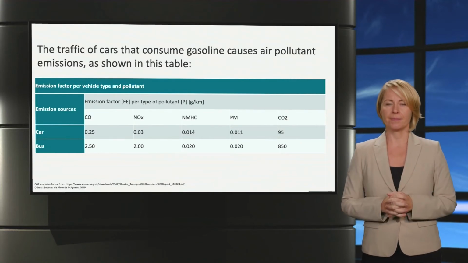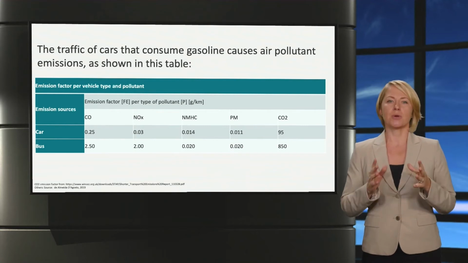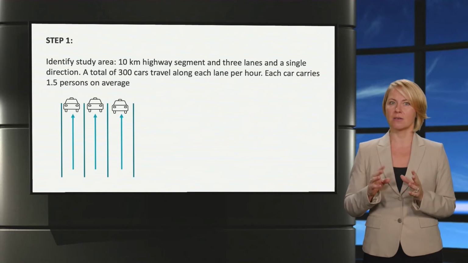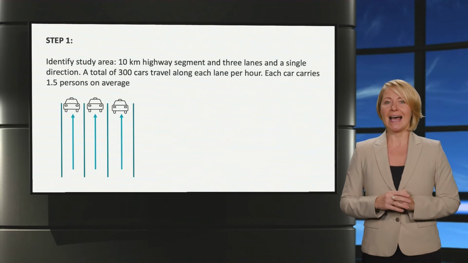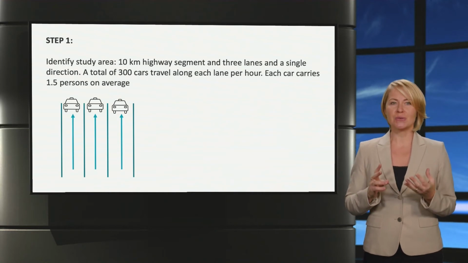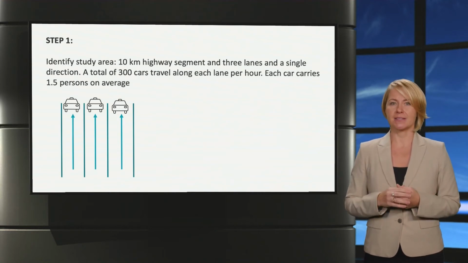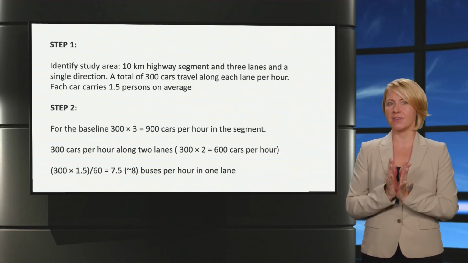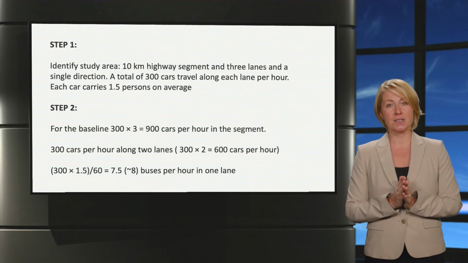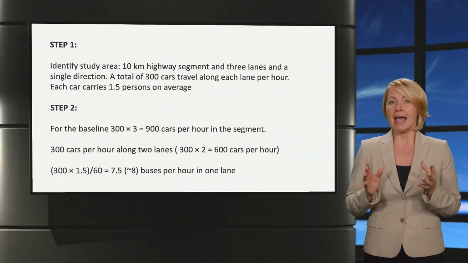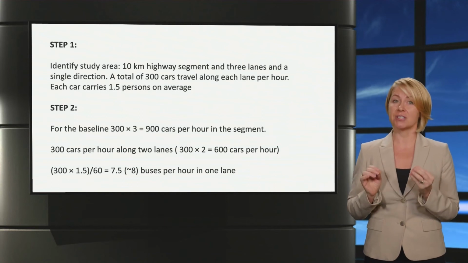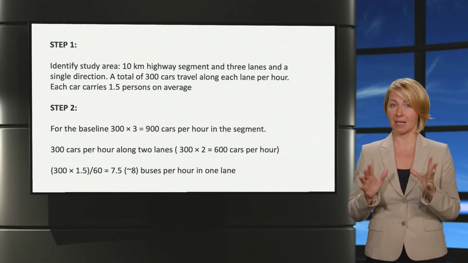Step 1. The study area is a road segment used for the traffic of cars and buses with 3 lanes. For the baseline, the 3 lanes are used for cars only, and in the alternative scenario, 2 lanes are used for cars and 1 for buses. Step 2. For the baseline, the volume noted as V of 300 cars per lane will be considered, and we will arrive to 300 times 3 equals 900 cars per hour in the segment.